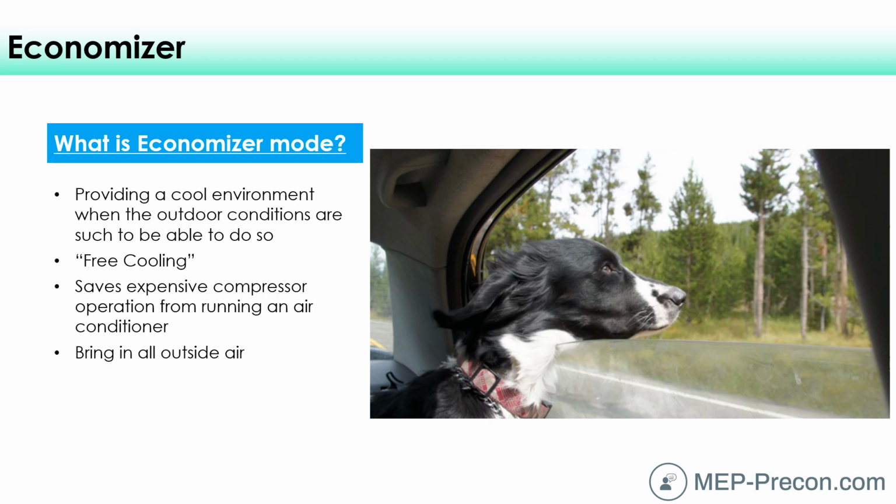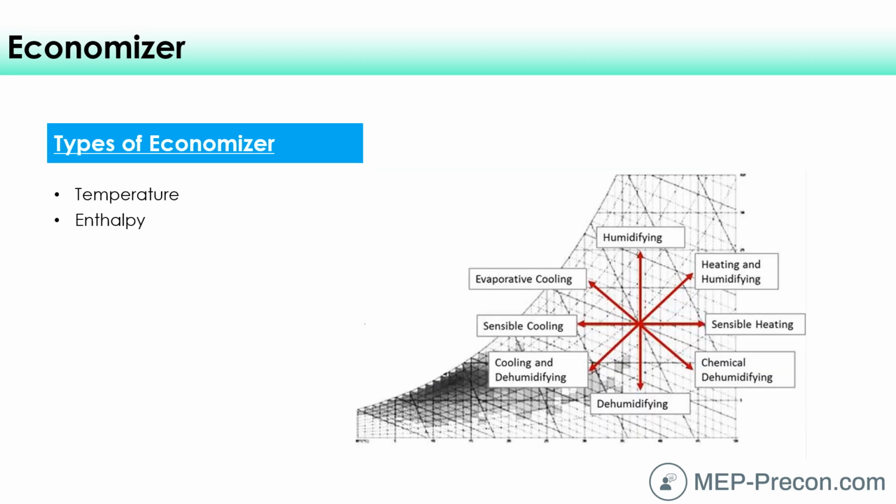It brings in all outside air. So normally with an air conditioning system, you have a lot of return air. You save some of that conditioned air and it just recirculates back and gets conditioned again. But with an economizer mode, you're bringing in all outside air. And so we have to relieve that air somehow. We'll talk about that here in a minute.